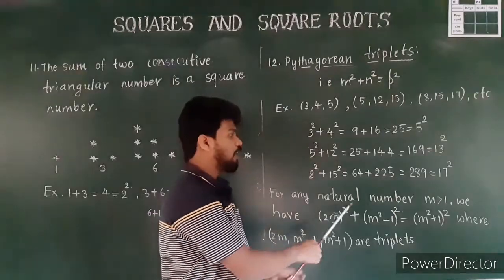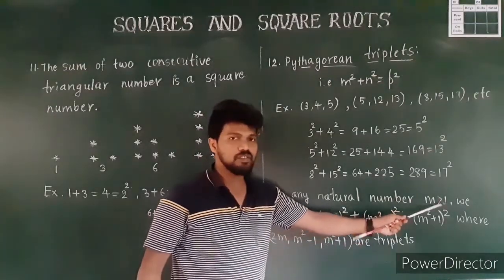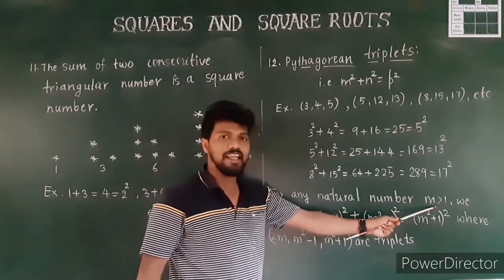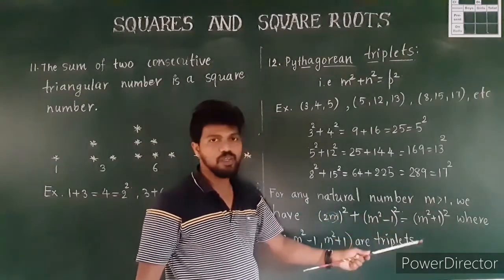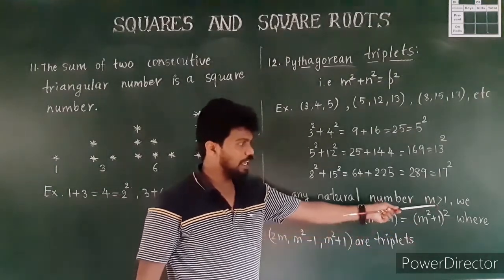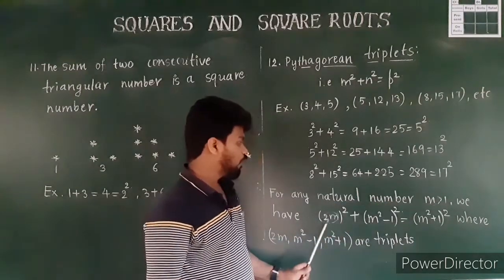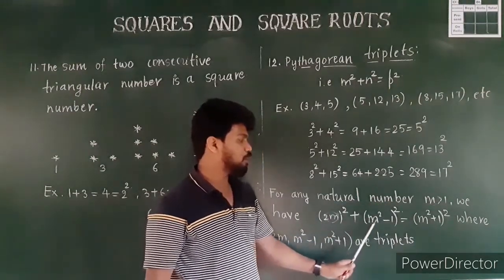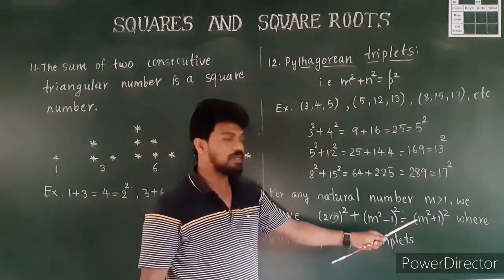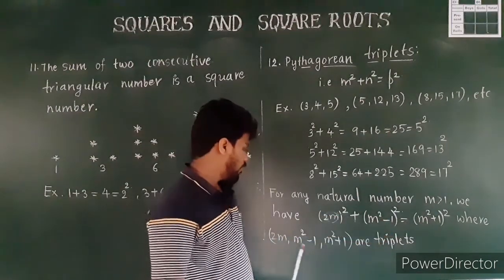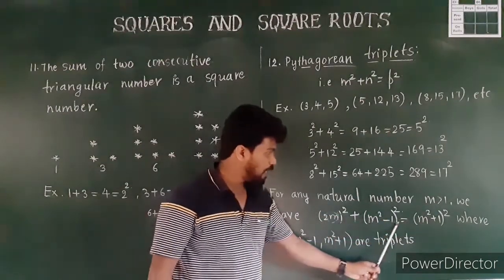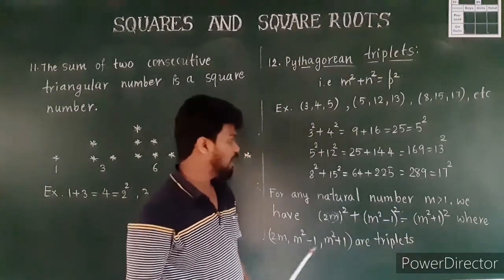So for any natural number m greater than 1, m greater than 1 means you have to take the values 2, 3, 4, 5, and so on. You do not take 1. So we have (2m) whole square plus (m square minus 1) whole square is equal to (m square plus 1) whole square, where 2m, m square minus 1 and m square plus 1 are triplets.